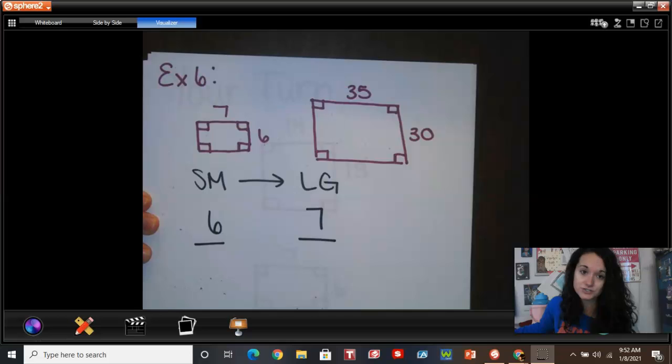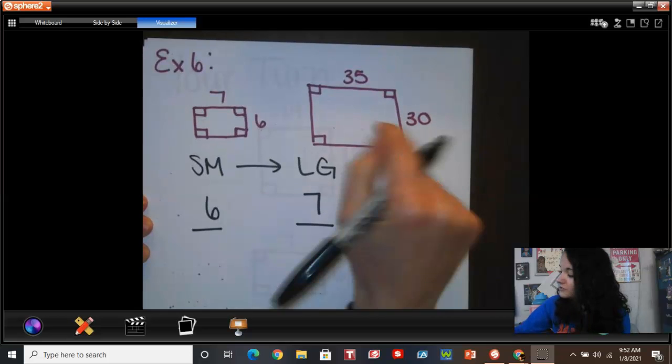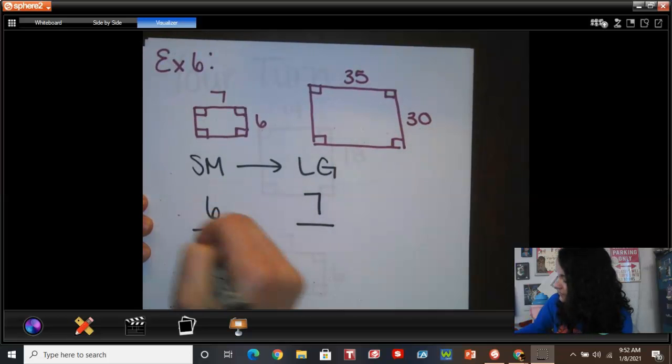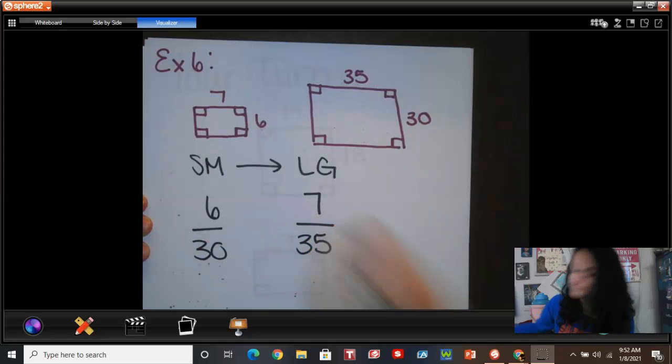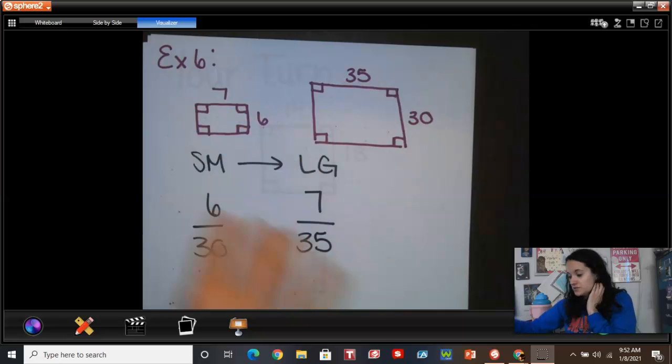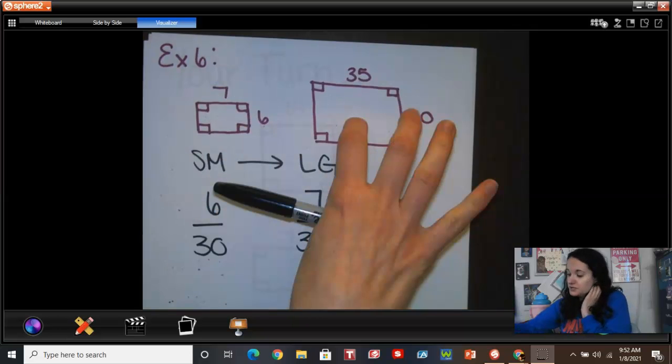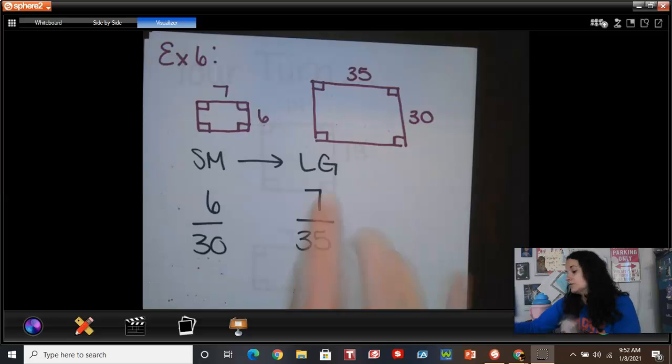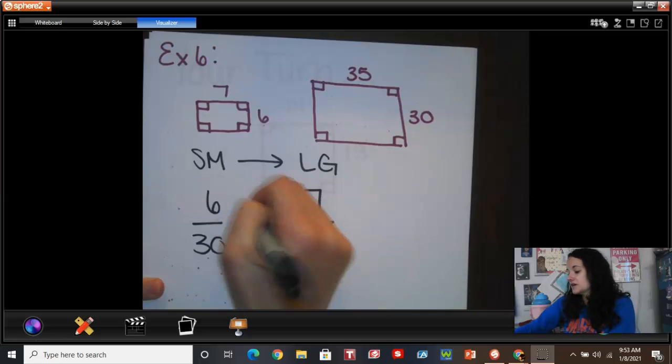And you're making it fractions. So if I go from small to large, my other figure, I have 30 over 35. So look at that again. I took my first figure from small to large on top, my second figure from small to large on the bottom. And what we're doing is checking to see if they are equal.